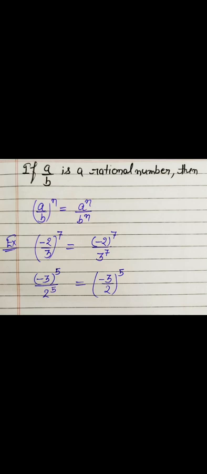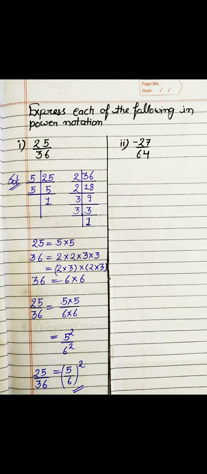Now, the next question is, here we have to express each of the following in power notation. So how can we express? Listen. What we will do, first we will find the prime factorization of these numbers. The prime factorization of 25 is 5 into 5 and the prime factorization of 36 is 2 into 2 into 3 into 3. First we have to make an equal number of factors. This 25 is having 2 factors but this 36 is having 4 factors. So we have to group the factors as 2 into 3 and 2 into 3.